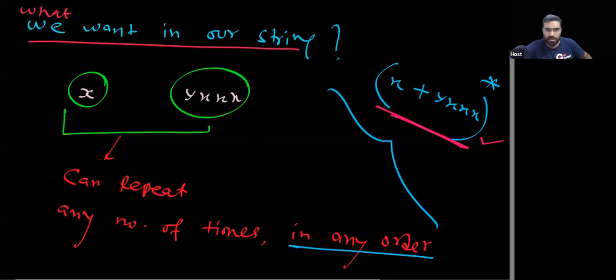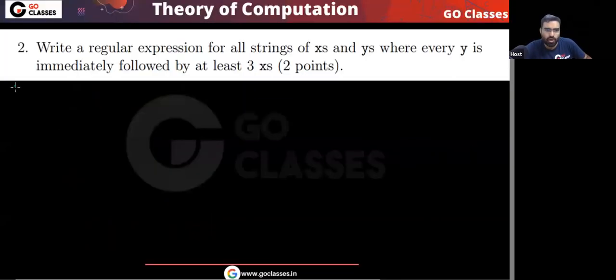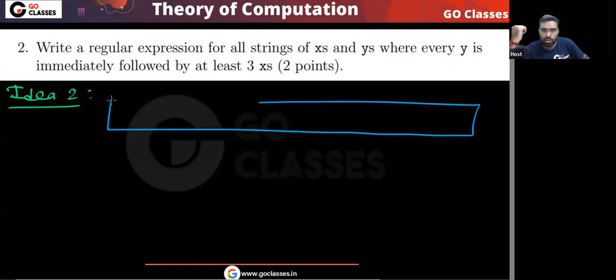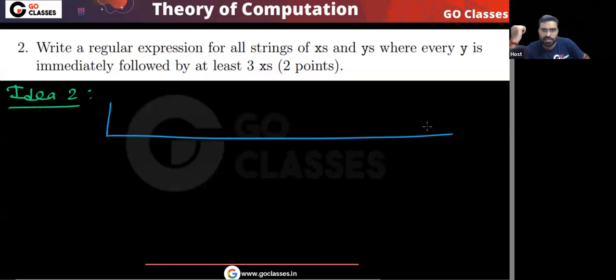Okay, so this is your idea number 1. Now let's see idea number 2. What is that? Tell me, what is that? You focus on one thing. Let's see like this. This is the string that you have.